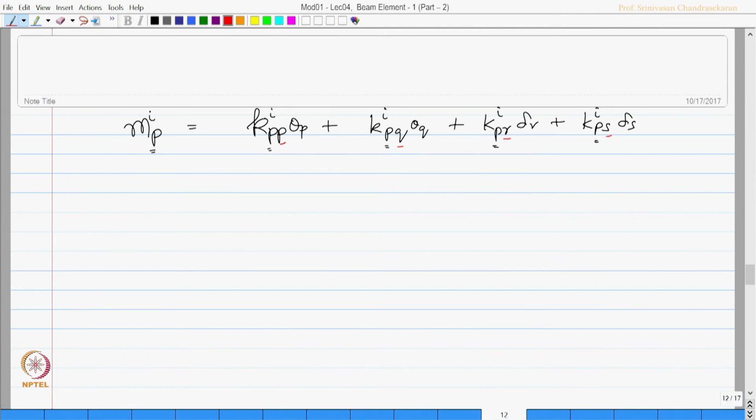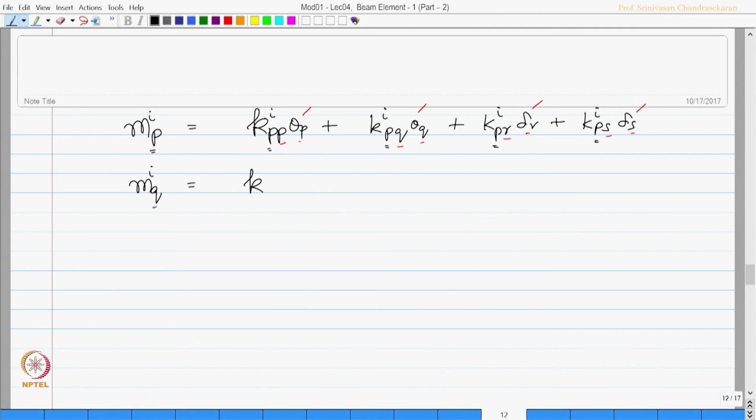The moment you say the second subscript is p, you get theta p, q theta q, r delta r, s delta s. We also know p and q are rotations and r and s are displacements. So, I am using theta for rotations and delta for displacements. In the same order, now we can write MIQ. I expect you to write this, it is very simple.